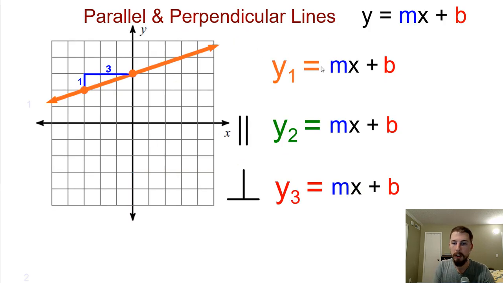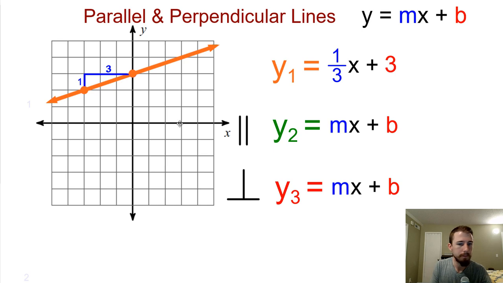Okay, so parallel and perpendicular lines. Our first line here is y equals mx plus b. Our b here is going to be 3, right? So for graphing, we're going to write the equation of this line. Our y-intercept is going to be 3, and then our slope, it looks like we're going up 1 over 3. So rise 1, run 3. So that's going to be 1/3.